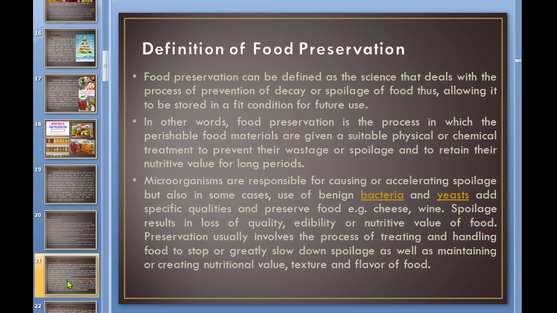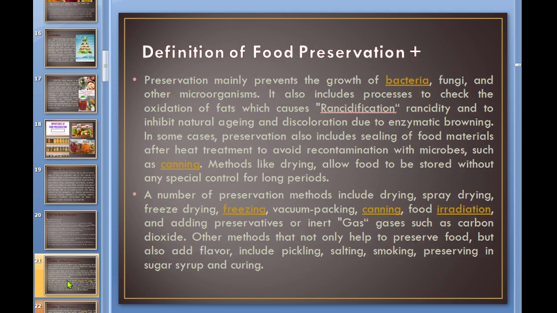Preservation usually involves the process of treating and handling food to stop or greatly slow down spoilage, as well as maintaining or creating nutritional value, texture, flavor of the food. Next is preservation mainly prevents the growth of bacteria, fungi, and other microorganisms. It also includes processes to check the oxidation of fats which causes rancidity, to inhibit natural aging and discoloration due to enzymatic browning. In some cases, preservation also includes sealing of food materials after heat treatment to avoid recontamination with microbes such as canning. Methods like drying allow food to be stored without any special control for a long period of time.